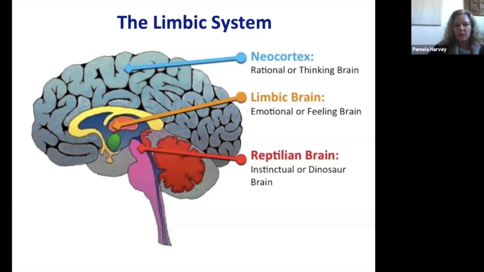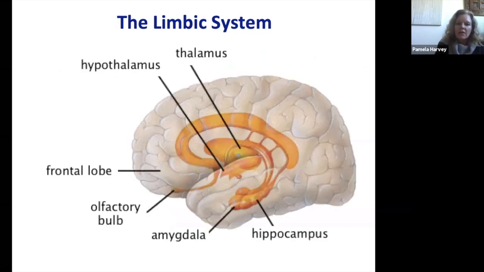Well, let's look a little bit more closely at the limbic system. The limbic system is very closely tied to the hippocampus. So you've already seen the hippocampus. That's located here. And the hippocampus is the thing that sort of looks like a seahorse.